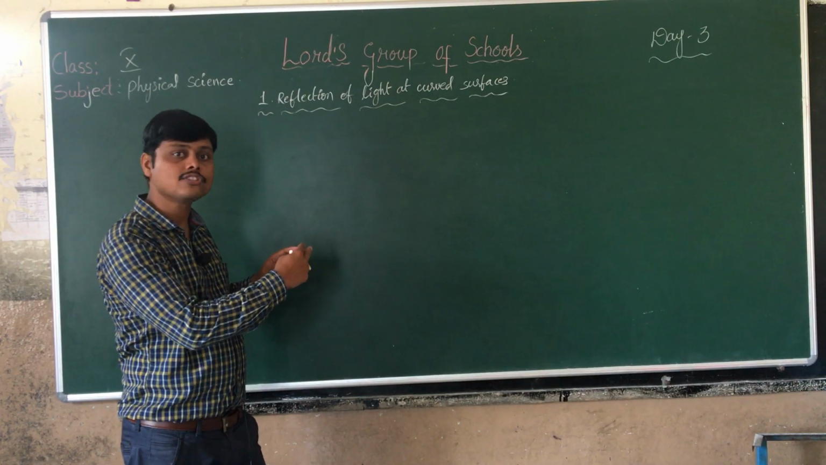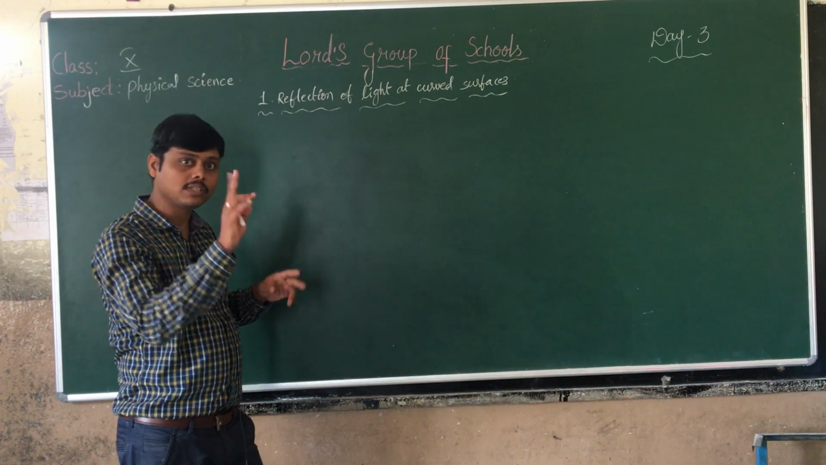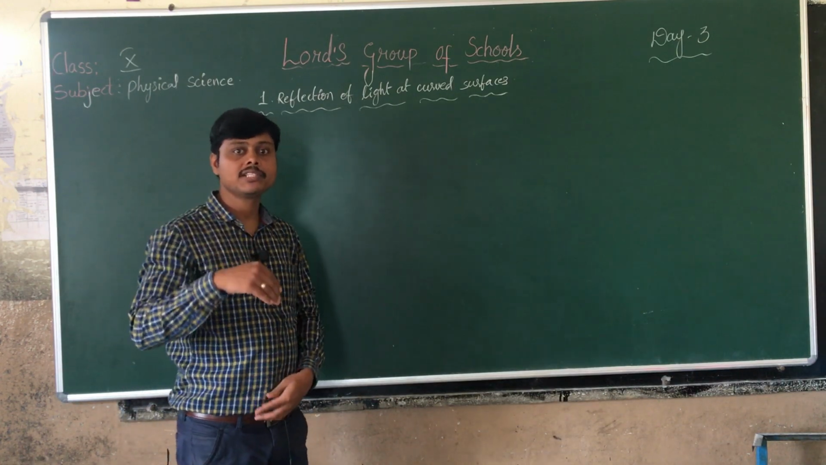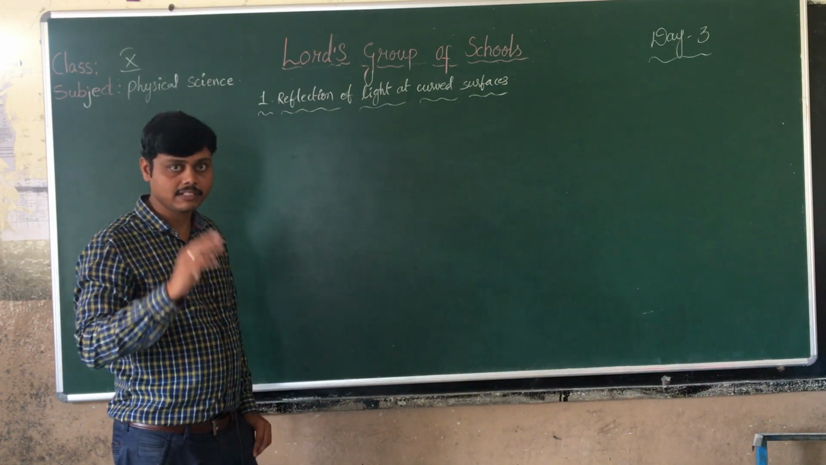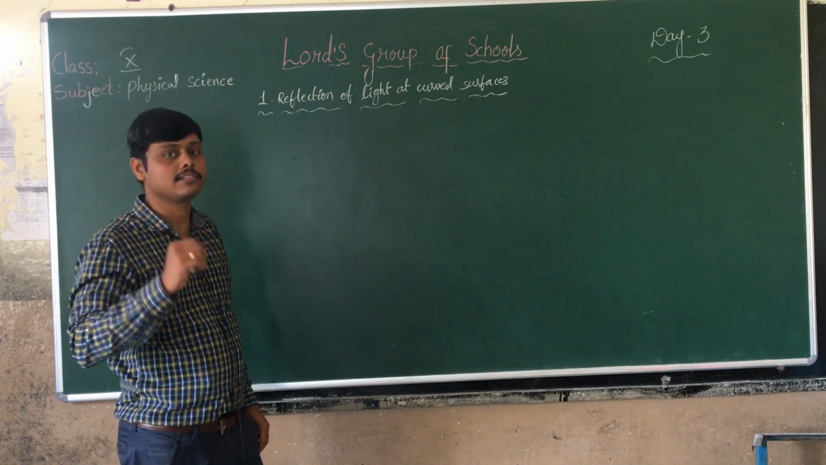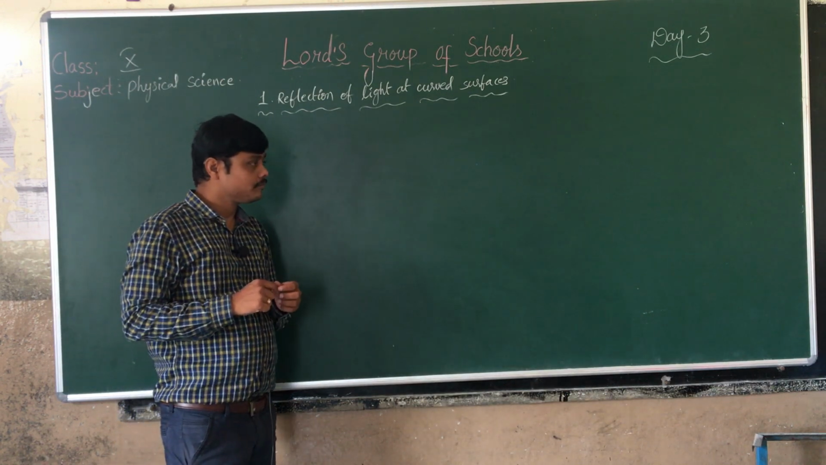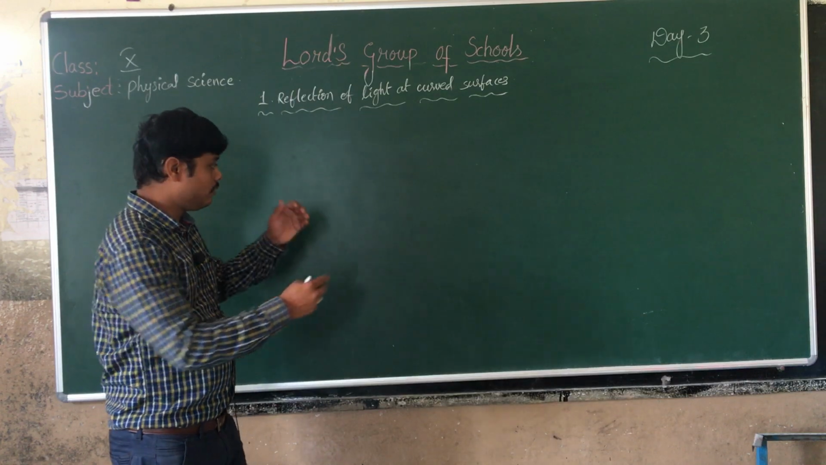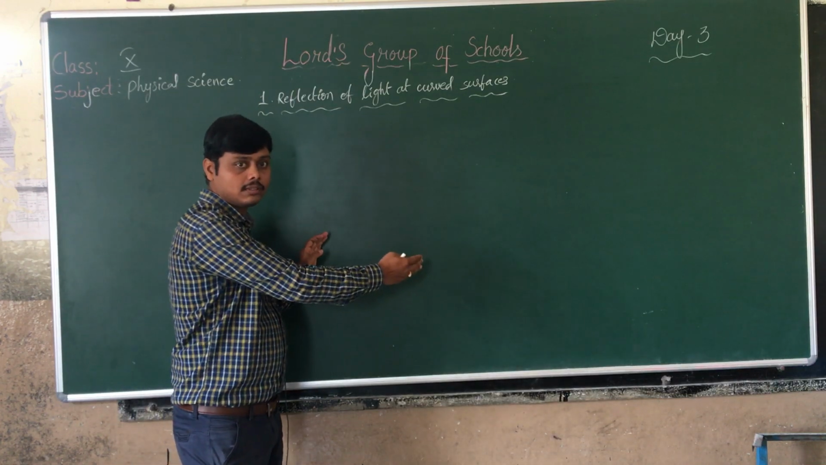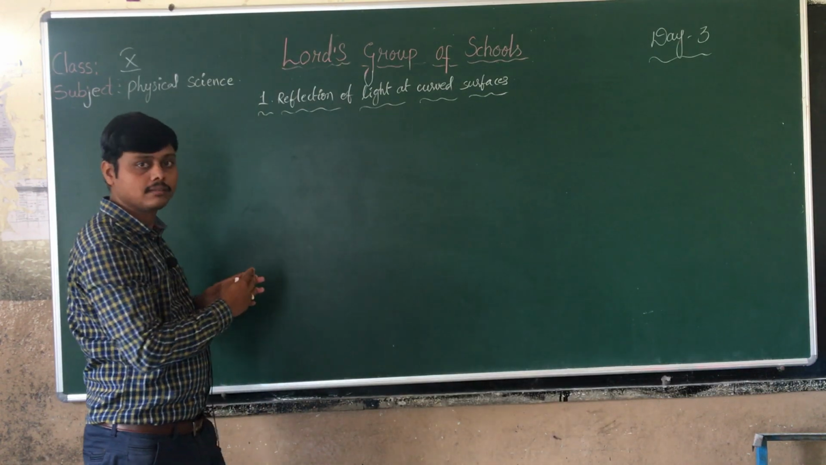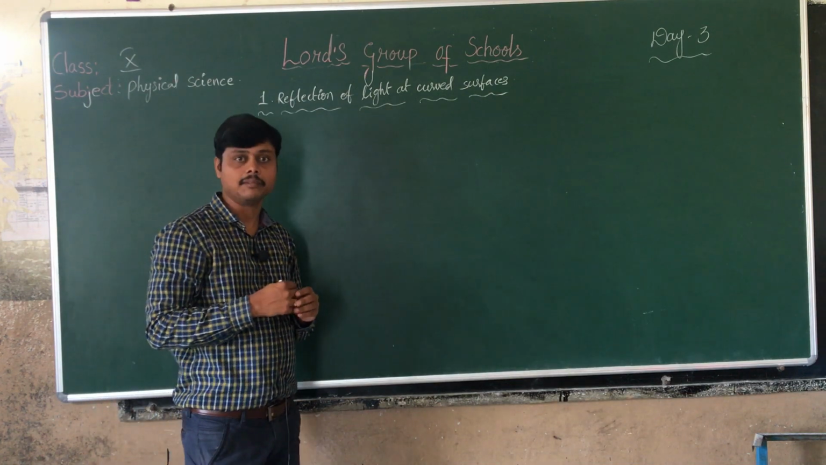So you can use enlarged or magnified. Both are the same: magnified or diminished, enlarged or diminished. Magnified also has the same meaning as enlarged. And here we made some observations in the table, which we now need to represent with ray diagrams.